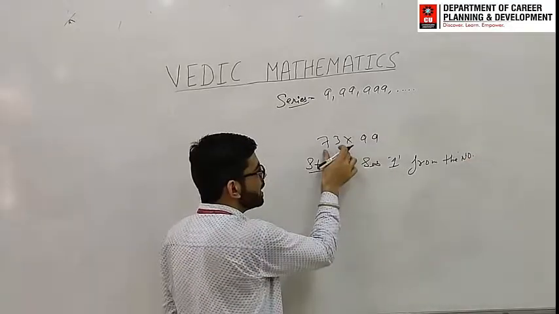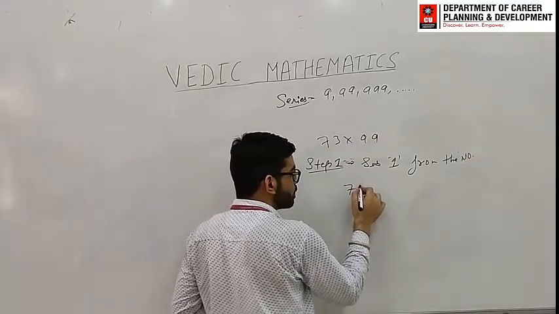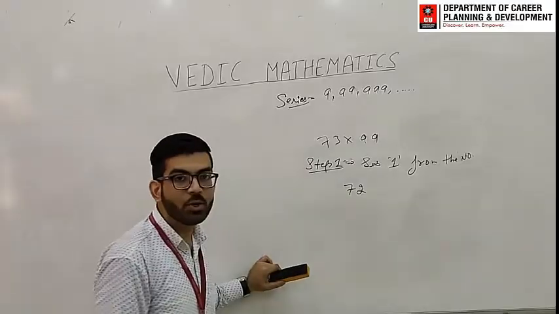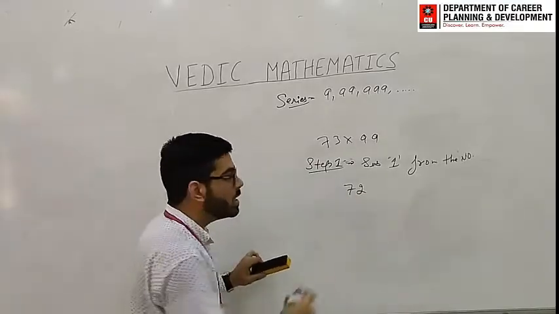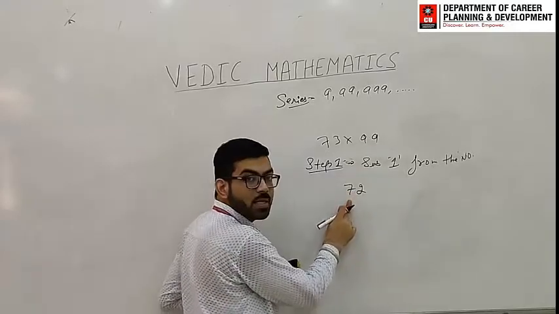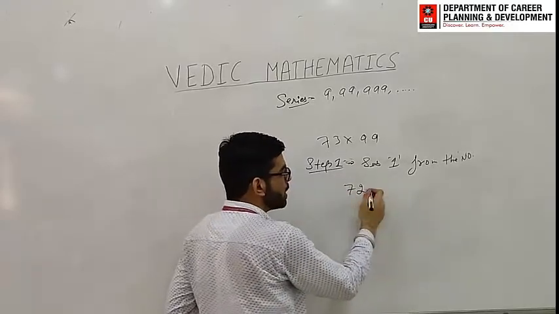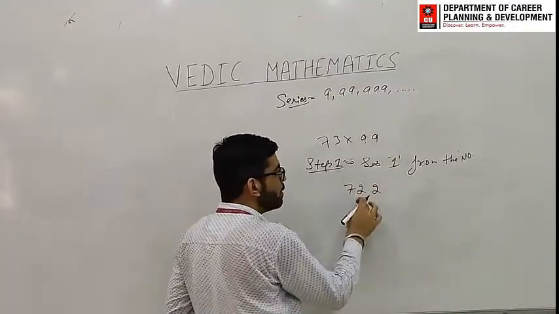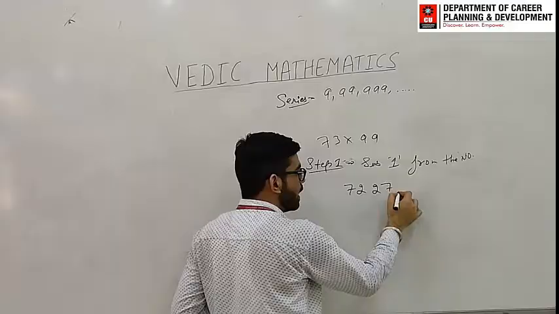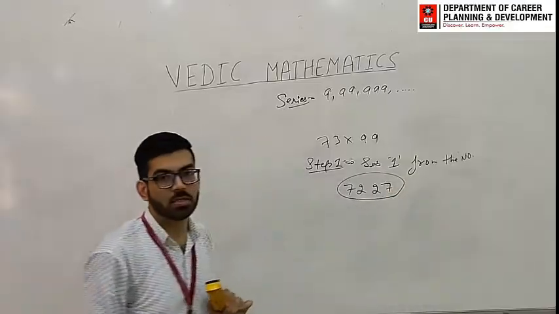Subtract 1 from the number, that means 73 minus 1, 72. Next step, just see the difference from this number to 99. That is 9 minus the first number 7, 9 minus 7, 2. Next number 9 minus 2, 7, and that will be our answer.